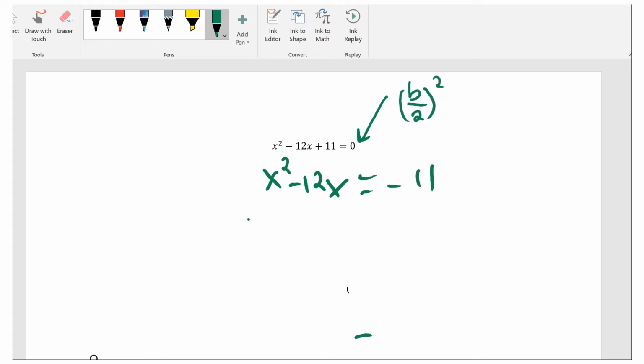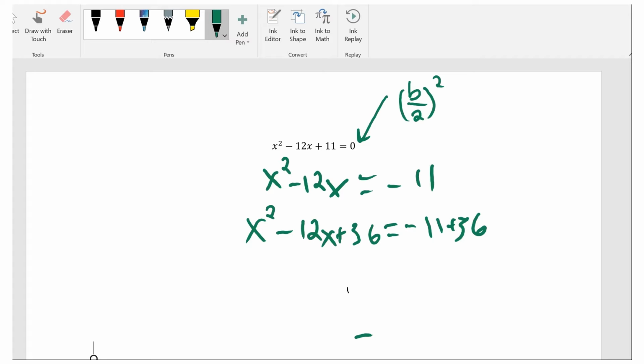So you would get x squared minus 12x. Half of 12 is 6. 6 squared would give you 36. So you put plus 36 right here. And if you add 36 to the left-hand side, you got to do it at the right-hand side as well. So you get plus 36 to both sides.